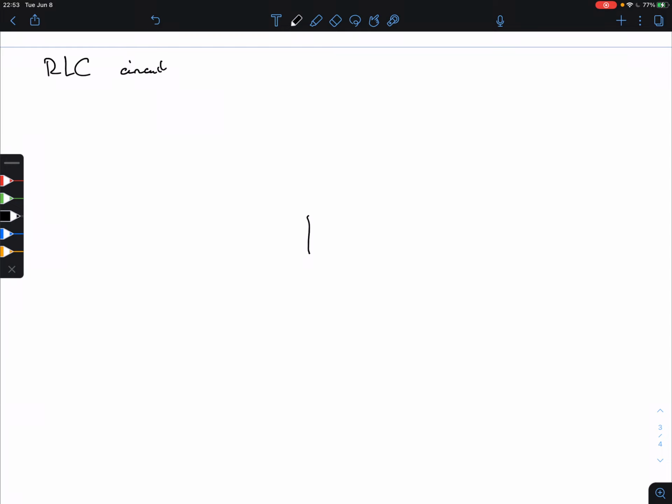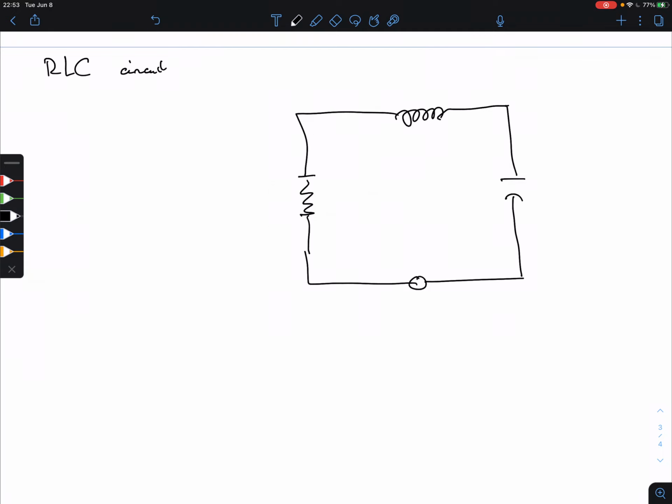So we have here a resistor, then an induction coil, and then finally a capacitor, and then there might also be a battery. I'm just going with the letters that we need, R, L, C, and here we have the battery that will be our F or E sometimes.